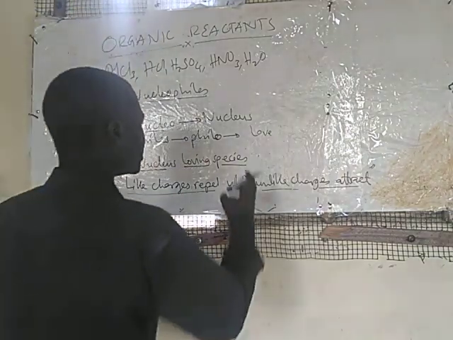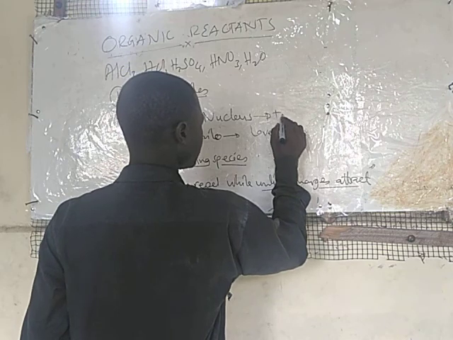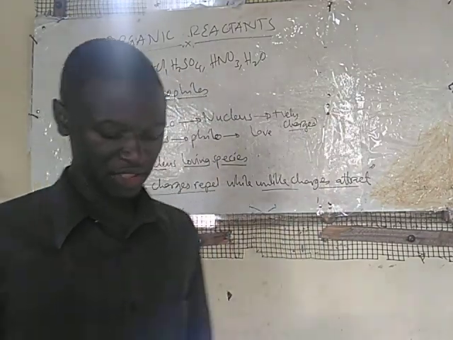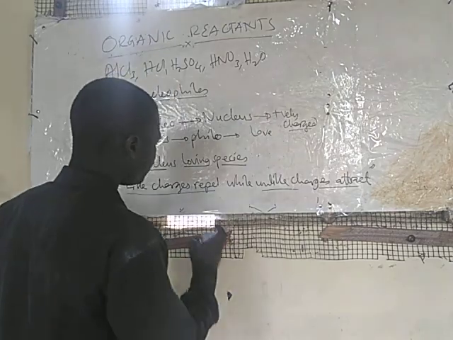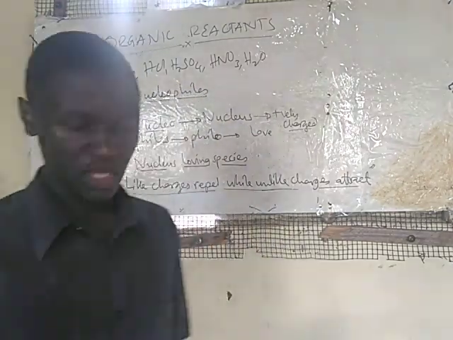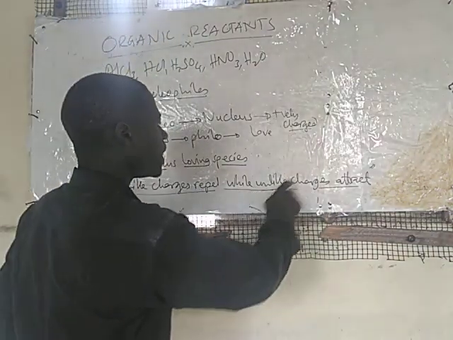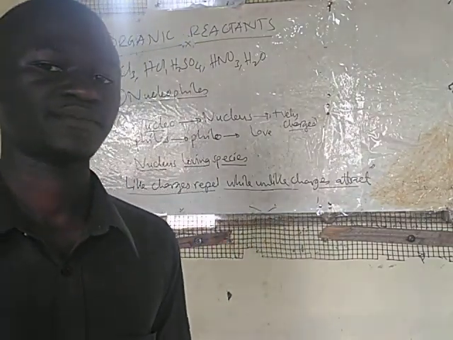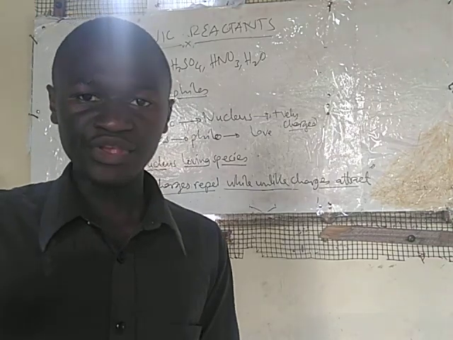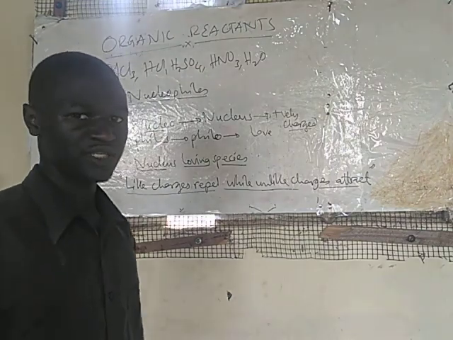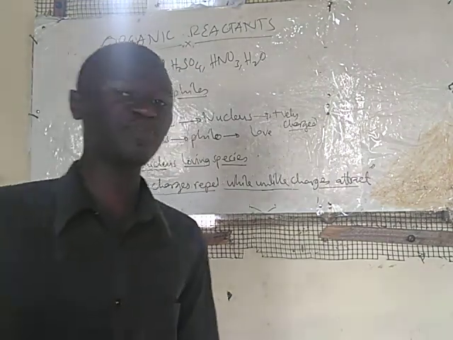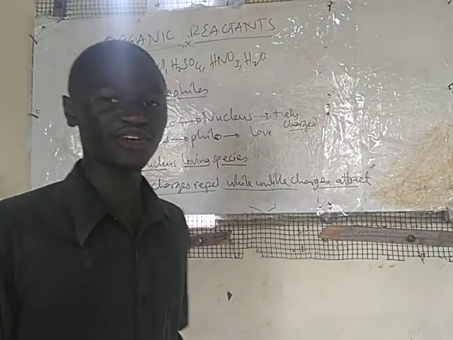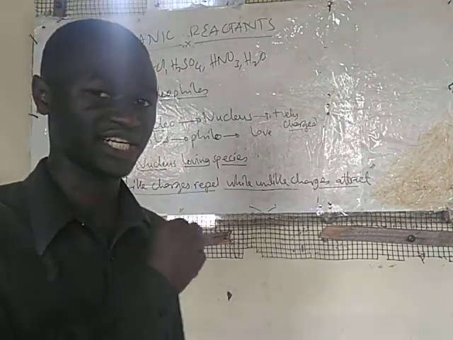Now, the nucleus is positively charged. According to the fundamental principle of static electricity, that means all species which love positively charged species must be negatively charged species. So, in simple language, nucleophiles are species which love nucleus. But these species must be negatively charged. Now, being negatively charged is not the case, because it's just like a principle of static electricity and physics.